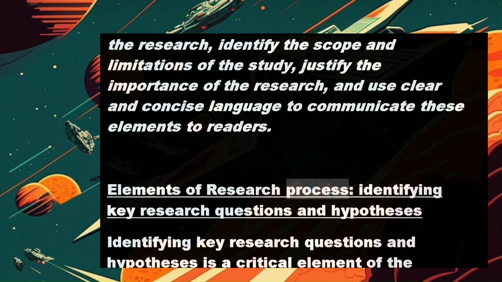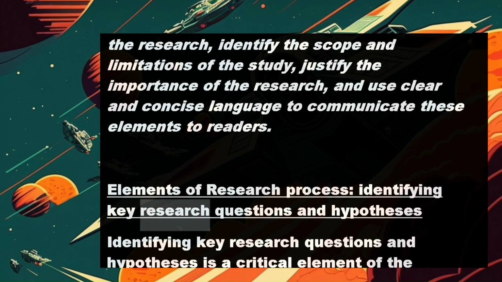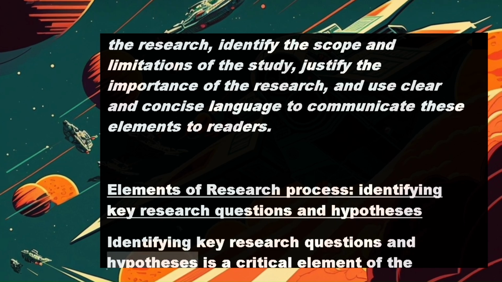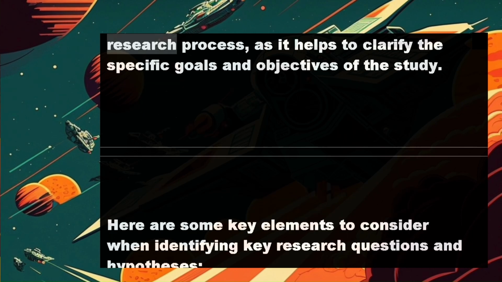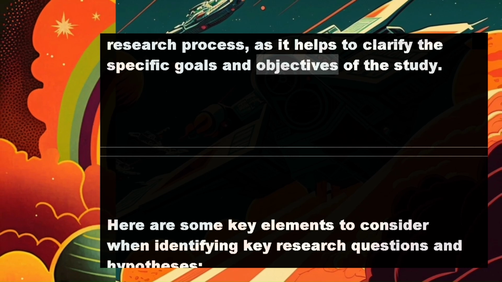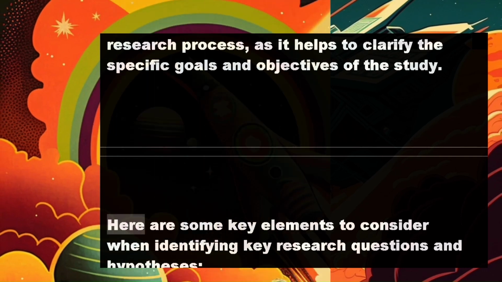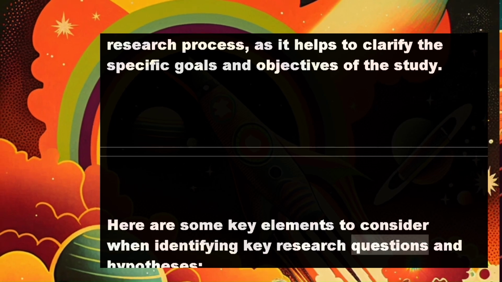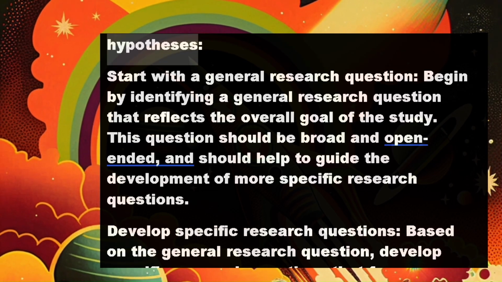Elements of research process: identifying key research questions and hypotheses. Identifying key research questions and hypotheses is a critical element of the research process, as it helps to clarify the specific goals and objectives of the study. Here are some key elements to consider when identifying key research questions and hypotheses.